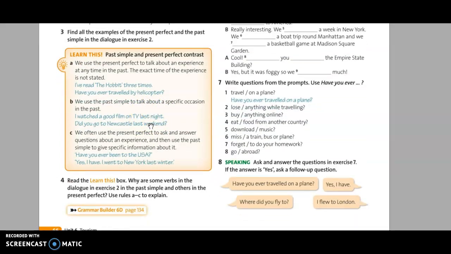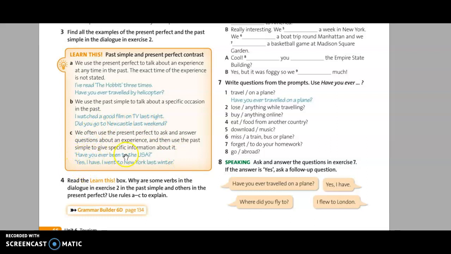And just a nice hint the book gives you and that I give students all the time. We often use the present perfect to ask and answer questions about an experience and then use the past simple to give specific information about it. And this is what I recommend students. Siempre que ustedes están haciendo como la pregunta general para abrir el tema, we are going to use the present perfect. Then, when you go into the details, para ir a los detalles, para sacar la información más detallada, we start using the past simple.